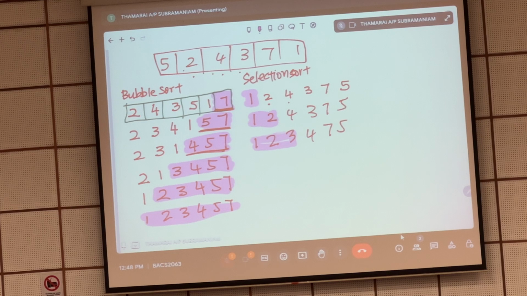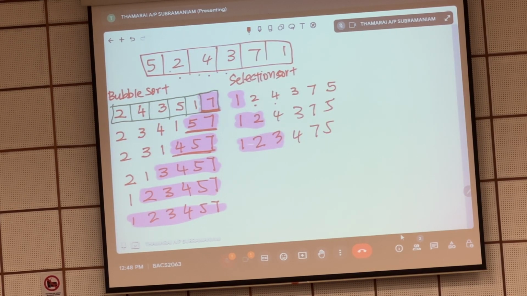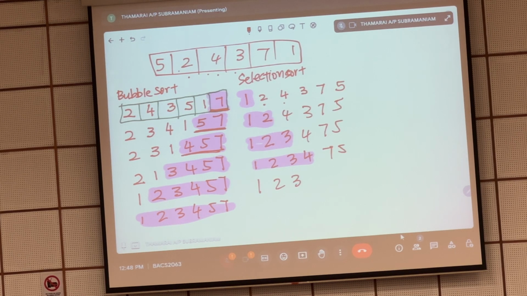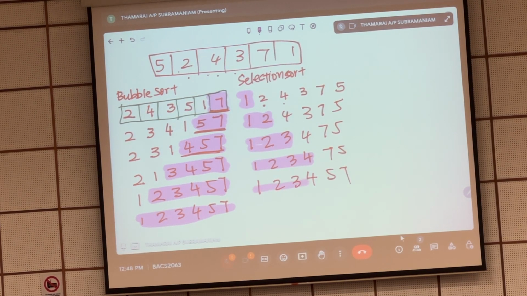This is sorted. Okay? So next. Alright, what is the smallest value? 1, 2, 3, 4, 7, 5. These are sorted. Next is 1, 2, 3, 4, 5, and 7. Okay, so now these are sorted.